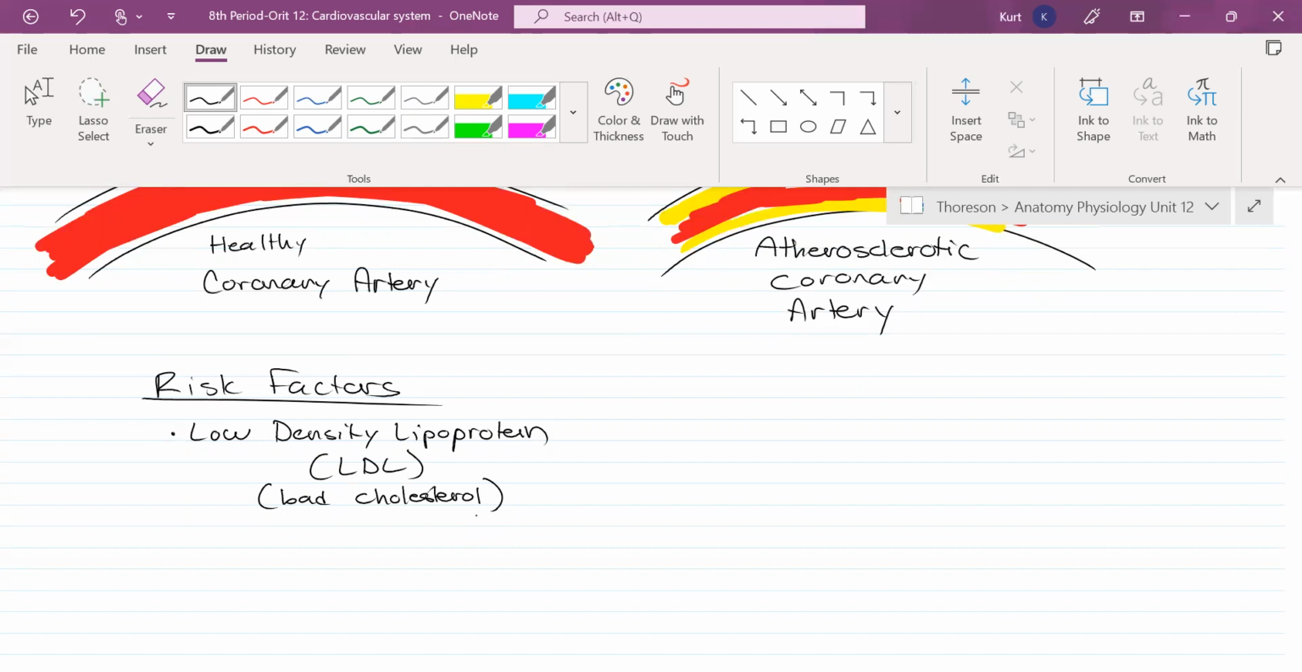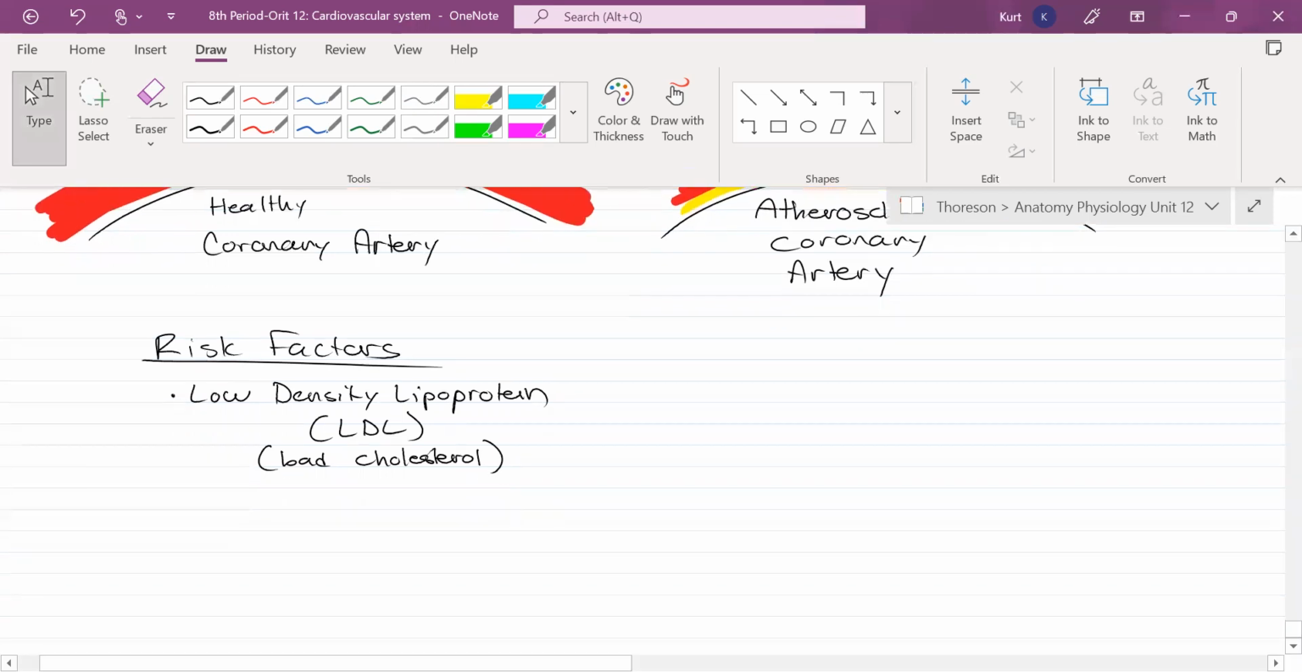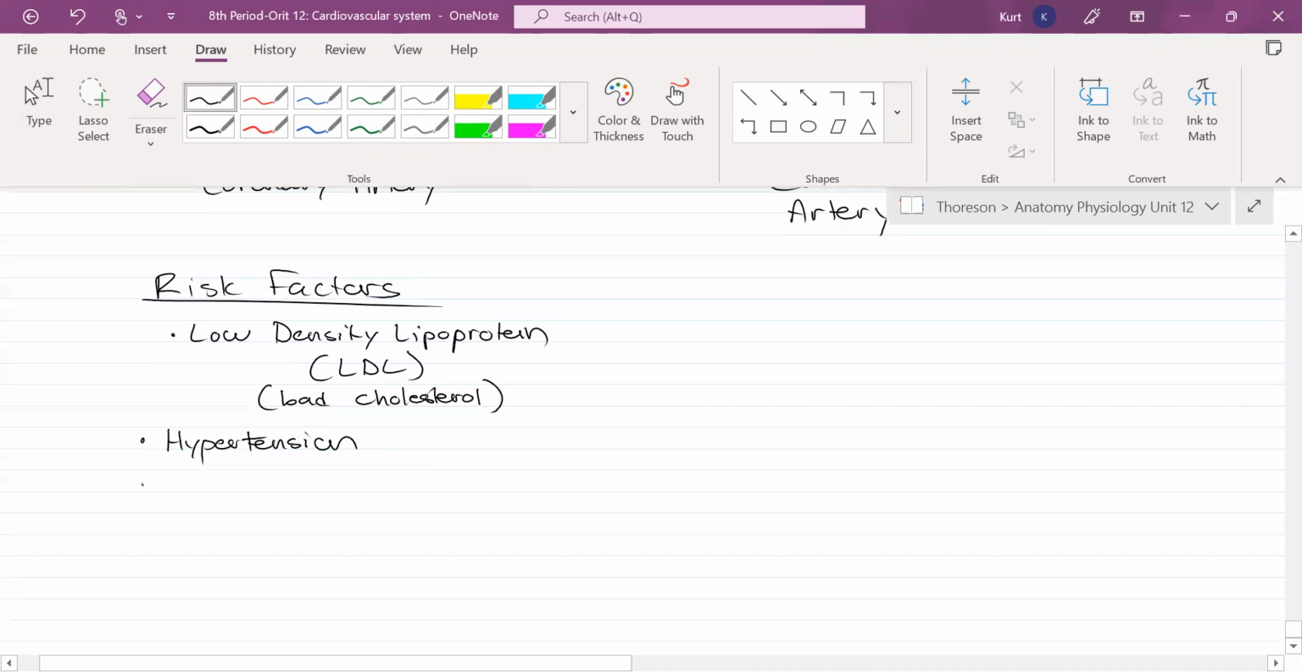LDL is that yellow stuff I drew in the blood vessel. That's bad fat. That's cholesterol. That's the bad stuff. That's from greasy foods. Next is hypertension, high blood pressure. Obesity.